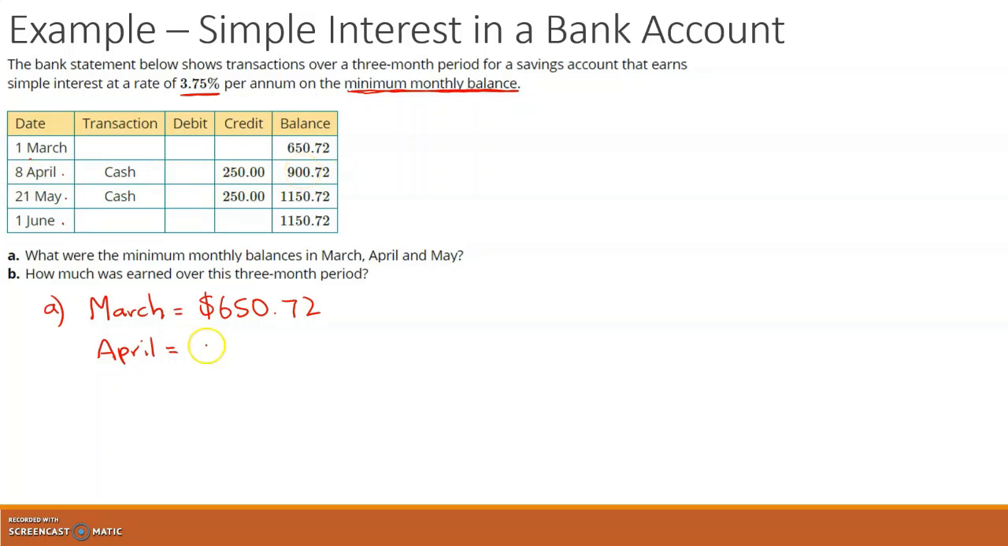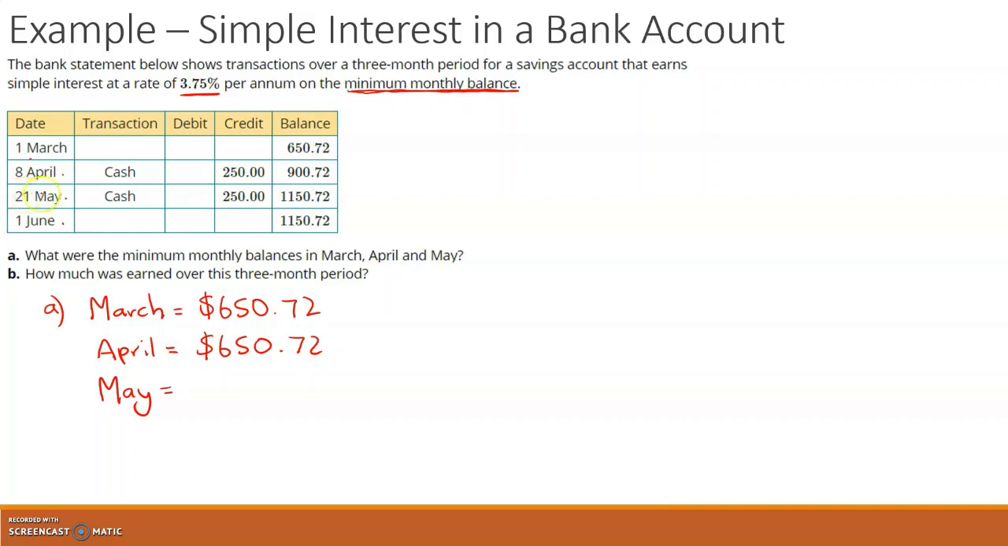So I would be tempted to just write that straight away. But let's think about what happened. What happened was that on the 8th, $250 were deposited. So on the day before the 8th, on the 7th of April, there was actually only $650.72. So that was the minimum monthly balance in April. Because yes, eventually it did get to $900.72, but before that, it was still at this minimum of $650.72.